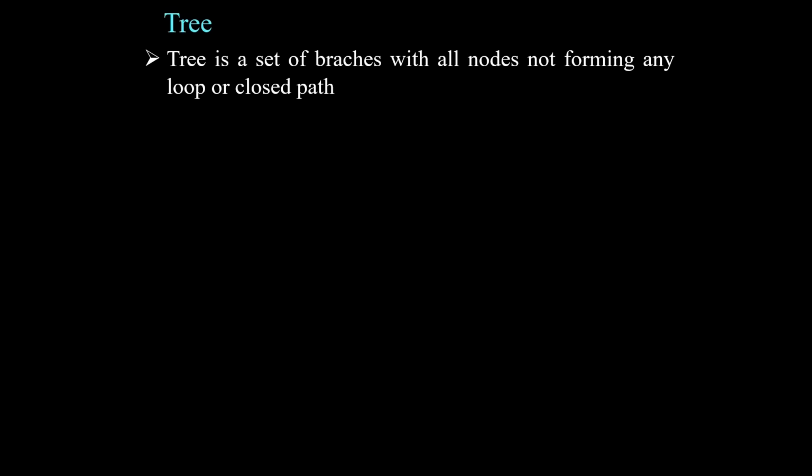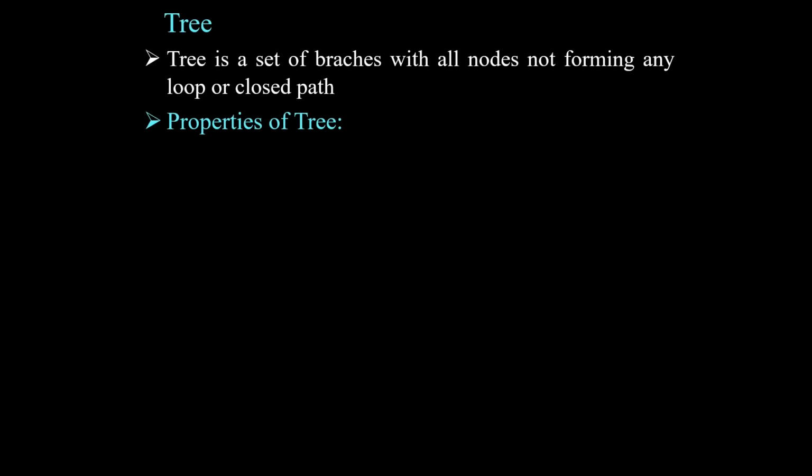How many nodes are present in the graph? Those many nodes will be present in the tree also, but you should not form any closed path while constructing the tree. That is the first point that we need to remember while forming the tree from the given graph. Now, what are the properties that we need to look for whenever we are forming the tree?